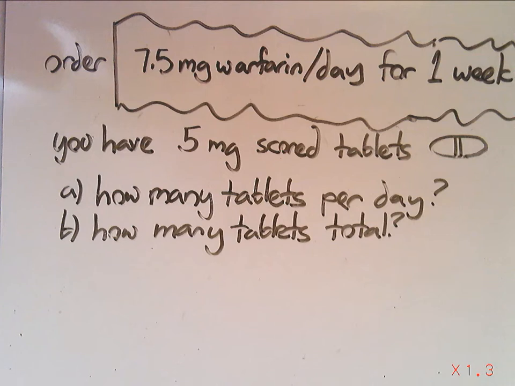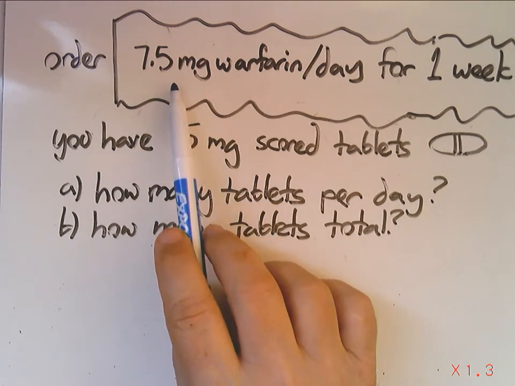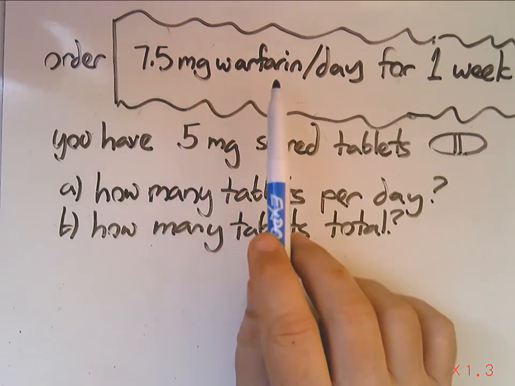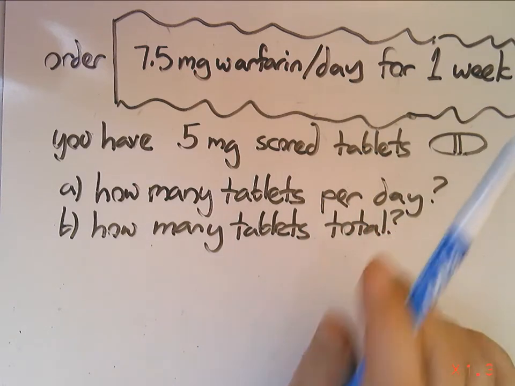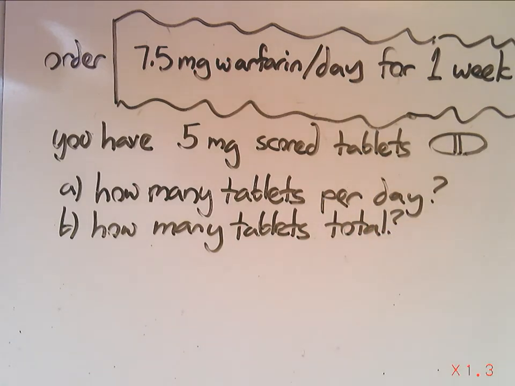Here's an example of a word problem that you might encounter as a pharmacist. You're given a medication order that says give the patient 7.5 milligrams of warfarin per day for a week. So there's two things that you have to decide. One is how many tablets should the patient take per day? And how many tablets should you stuff in the envelope for the patient to take home so they can take a complete course of medication?